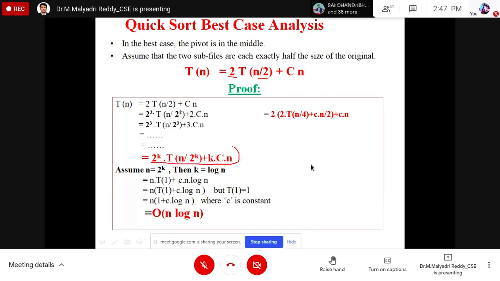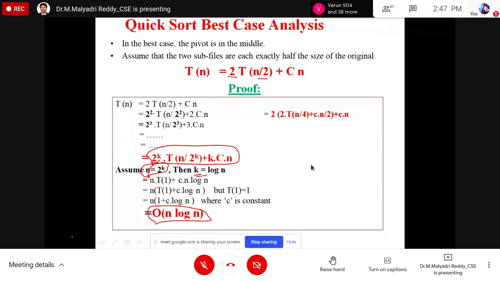The same process is repeated k times. We will get 2 power k into T of n by 2 power k plus k times cn. But the total number of leaves n is equal to 2 power k according to the binary rule. Here the depth k is equal to log n. By substituting that value, n by 2 power k is 1, so we get n into T of 1 plus cn log n. Finally you get n log n as the complexity of this case.